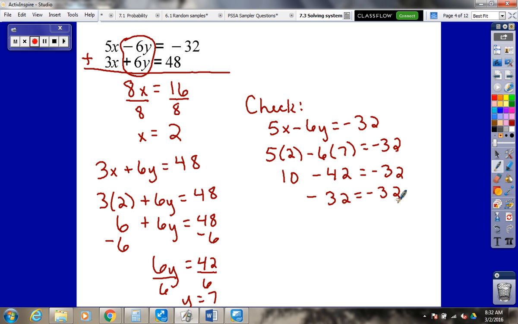Okay, does everyone have that copied down? Did you write the check down? I would write the check down. Go ahead and try the next slide. I'm going to pause this for a minute. Okay.